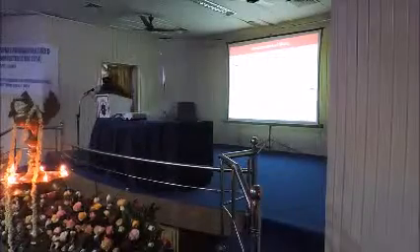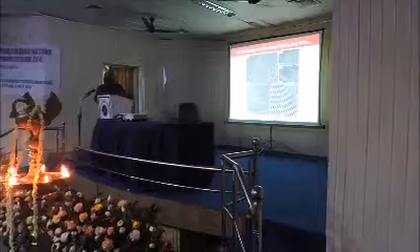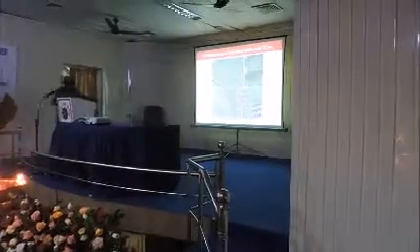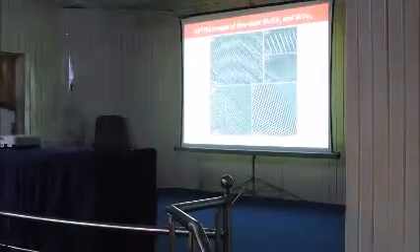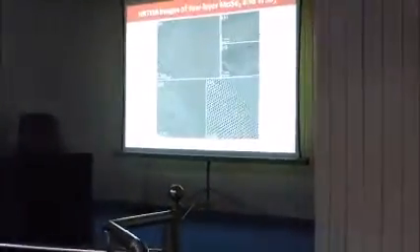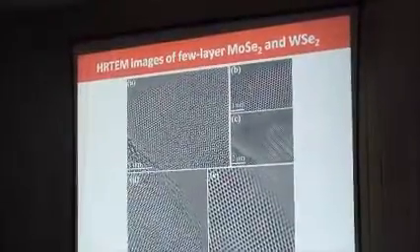It becomes a direct band gap semiconductor. There's a big change in the electronic structure. And then you can study this by wonderful electron microscopy. I showed a typical micrograph recorded in my laboratory using the aberration-free microscope. You can see every atom here beautifully in single layer.